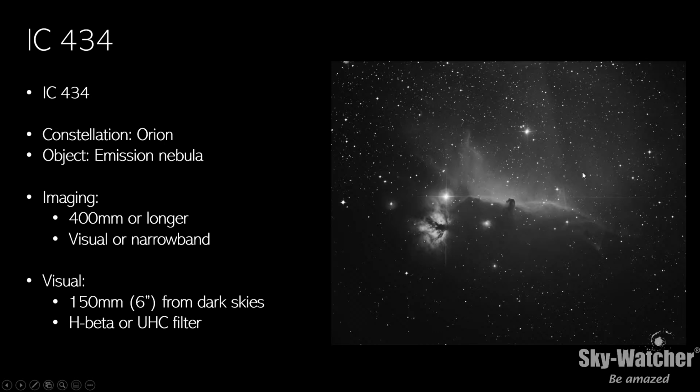Visually, I have seen this in a 6-inch telescope with an H-beta filter. It's a challenge with that. Adding some more aperture would be helpful. If you can get bigger aperture, pushing into that 10, 12-inch class would be helpful in dark skies. But the H-beta or UHC filters visually would be helpful.